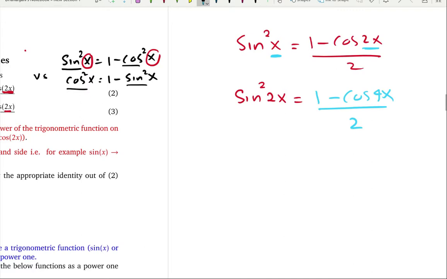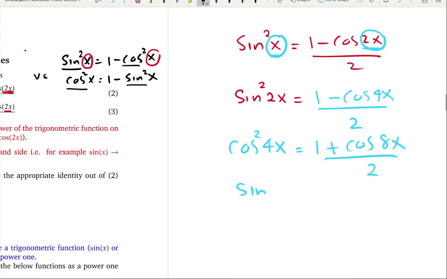It doubles the angle value. Let's say you have cosine square 4x here. So this will be like 1 plus cosine what? 4x times 2, 8x, over 2. Yes. Okay, only this inside angle value changes, nothing else changes. The angle value doubles. So sine square 3x, oops, not sine cube, sine square 3x is 1 minus cosine 6x over 2. Alright, so that's one thing about double angle identity. It doubles the angle value.